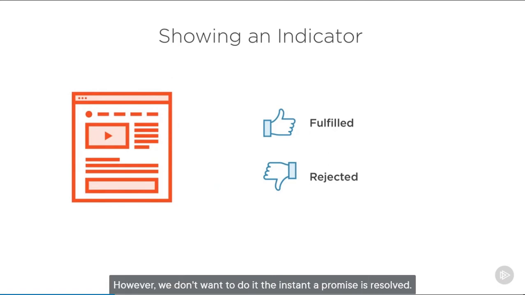However, we don't want to do it the instant a promise is resolved. We want to make sure all the code in our then and catch blocks completes before we hide the indicator, particularly if we have a long-running process in one of our then blocks. We don't want the indicator to disappear too quickly. So how do we handle this?